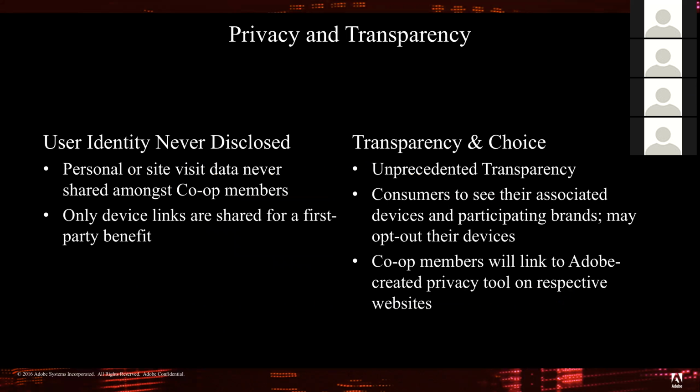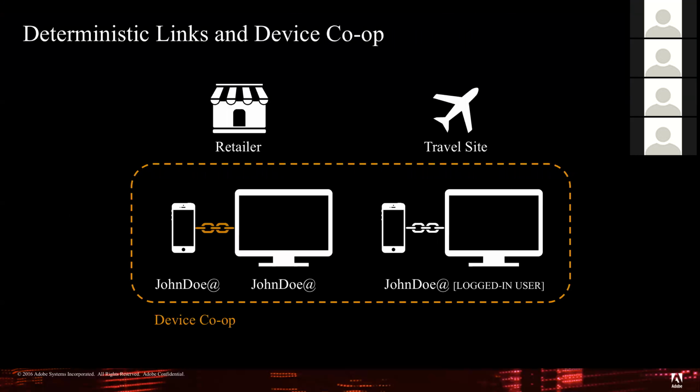Now, of course, I know what you're thinking. From a privacy perspective, what are the things that we're doing to help keep this from getting out of hand? For starters, user identity is never disclosed. All that the co-op knows is that those devices are associated. It says John Doe there for a reason. That user is anonymous to us. That retailer does not know who John Doe is. They just know that those two devices have some sort of affiliation with each other.